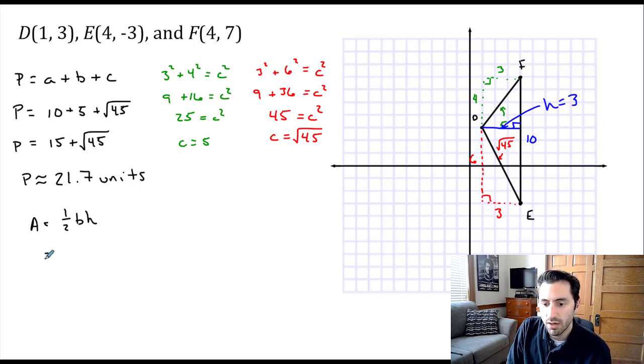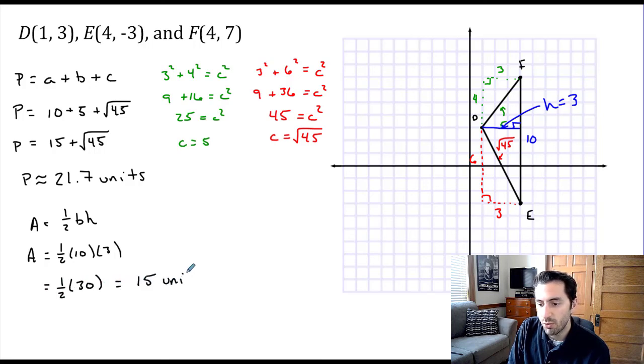So now our area is 1/2. Our base we said was 10, and then our height is 3. So that's going to be 1/2 times 10 times 3, and 10 times 3 is 30. So we end up with an area of 15 square units.